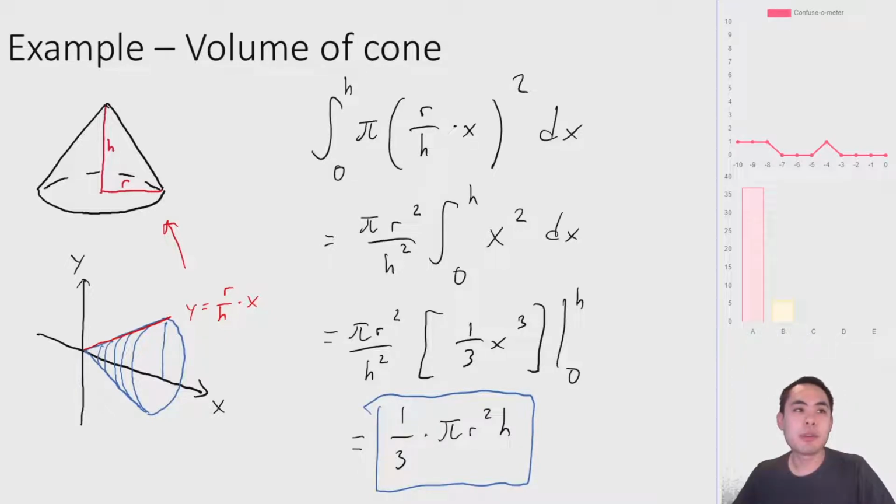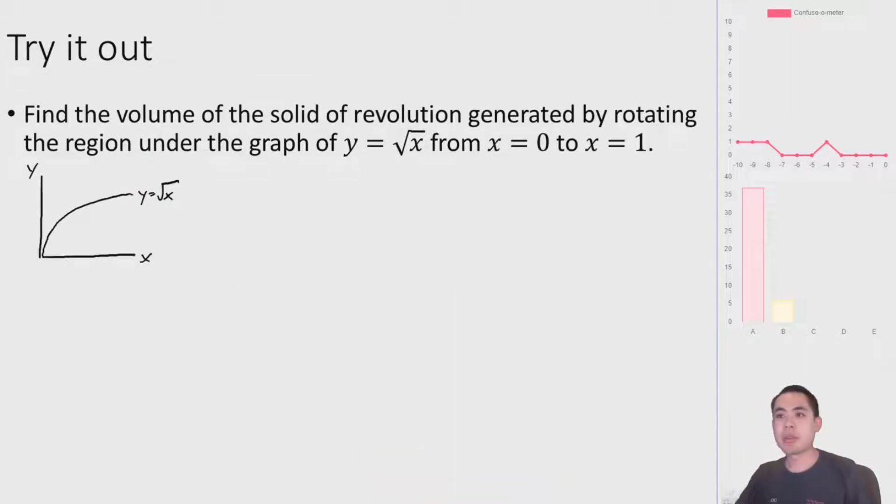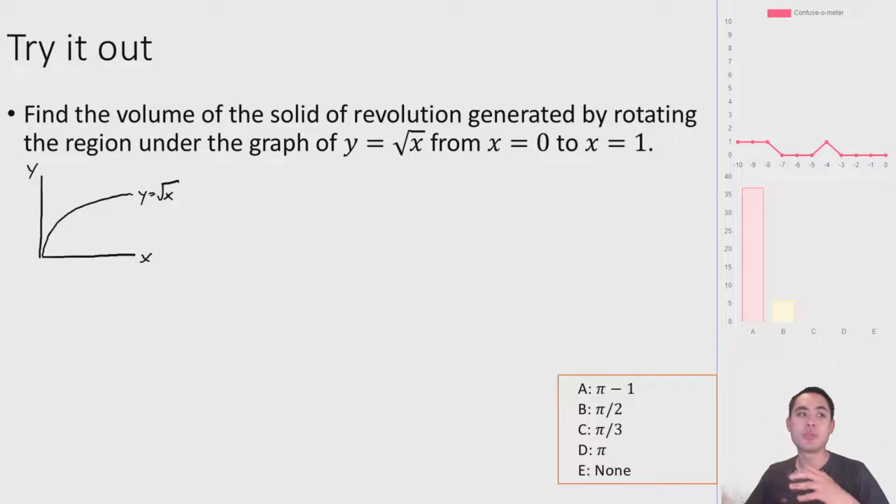Okay, so now, per usual, I'm going to have you guys try it out. I will ask you to find the volume of the solid of revolution generated by rotating the area underneath the graph of y equals the square root of x, from x equals 0 to 1. And then I'm going to ask you what that's equal to. Okay?